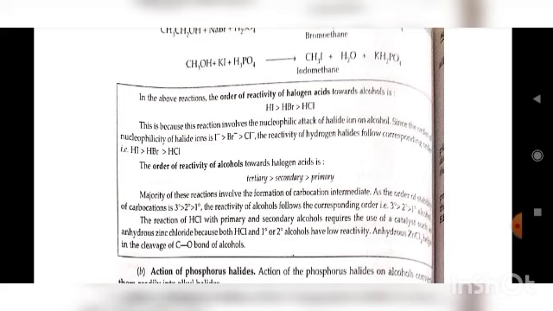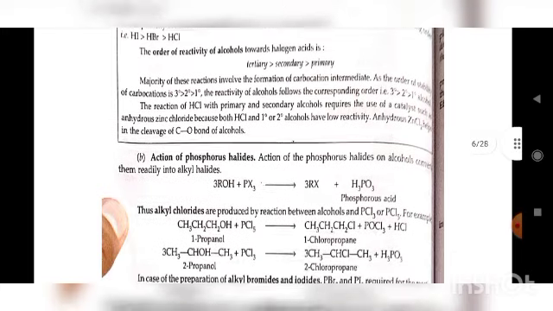The order of reactivity of alcohols towards halogen acids is tertiary, secondary, primary. The majority of these reactions involve the formation of a carbocation intermediate. As the order of stability of carbocations is tertiary, secondary, primary, the reactivity of alcohols follows the corresponding order: tertiary, secondary, primary. The reaction of HCl with primary and secondary alcohols requires the use of a catalyst such as anhydrous zinc chloride, because both HCl and primary and secondary alcohols have low reactivity. Anhydrous zinc chloride helps in the cleavage of the carbon-oxygen bond of the alcohol.